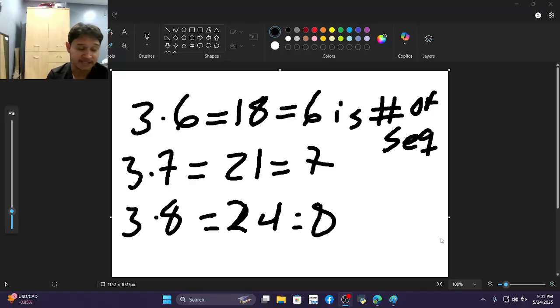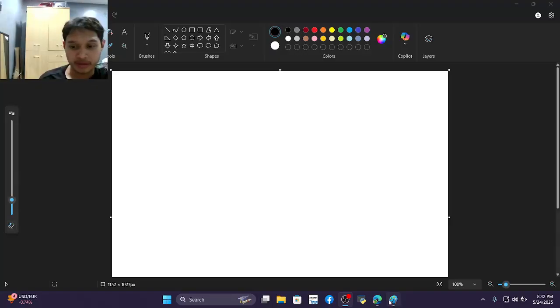we can write it as 3 times 6 is 18, and that will be equal to 6, right? So the number 6 is the number of the term in the sequence. This is what we want to pay attention to, the 6, because 3 times 7 is 21. So it's the 7th number in the sequence. So let's consider adding fractions in the following manner.